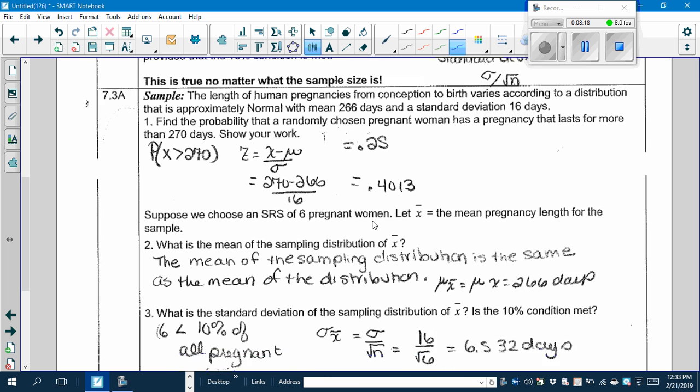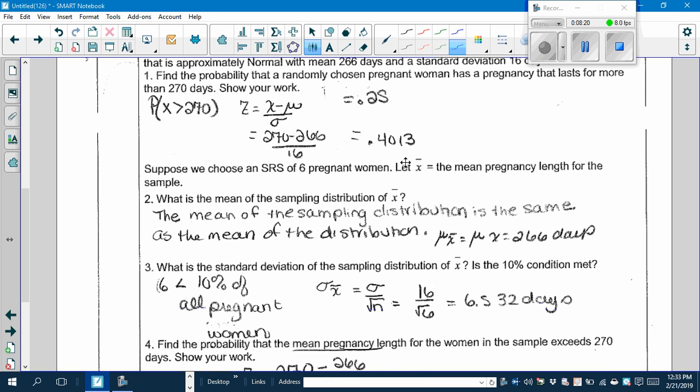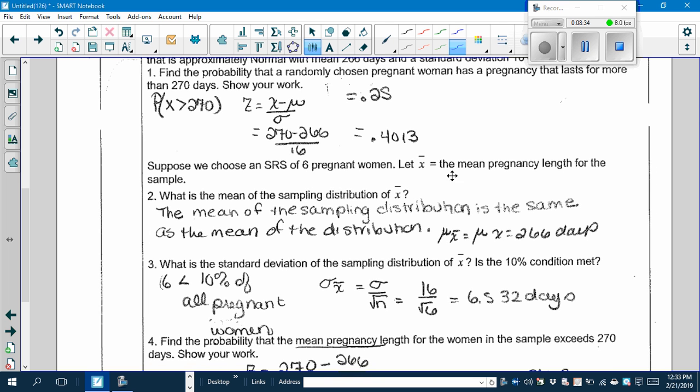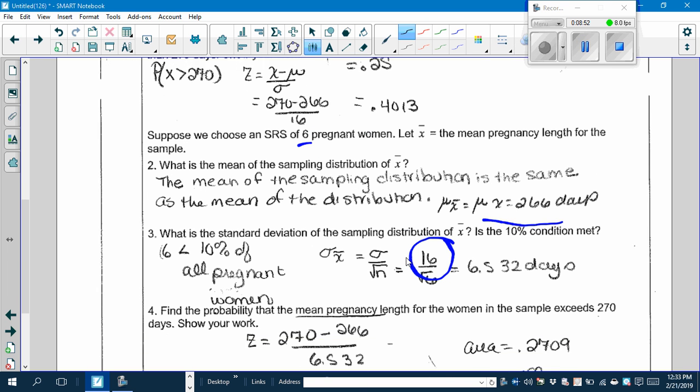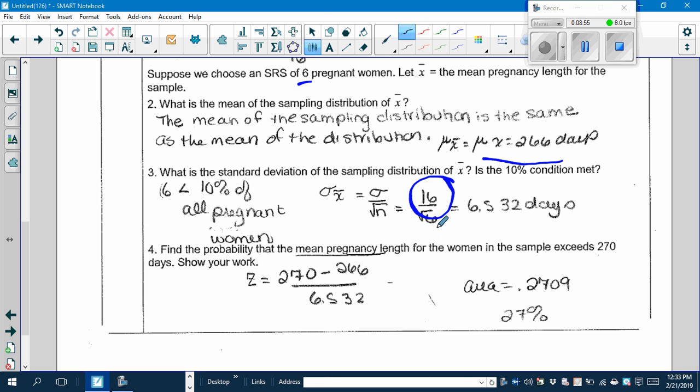Now, suppose we took a simple random sample of 6 pregnant women. Then we have to calculate the new mean. The mean is actually equal to the same mean that we had, which is right here. Sorry, guys, I keep moving this. It is 266 days, okay? And then the standard deviation is what we use here, and we know that it's less than 10% of the population. This 6 right here is less than 10% of the population, so that's what we can use.